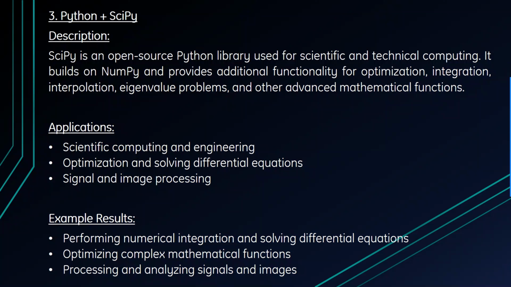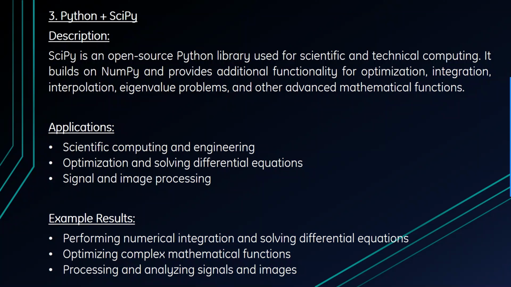What are the applications? We have scientific computing and engineering, optimization and solving different equations, signal and image processing. For example, we have performing numerical integration and solving different equations, such as solving step by step an entire math problem, which is not required here. We can use the SciPy library for solving such kinds of equations. And we have optimizing complex mathematical functions, and we have processing and analyzing signals and images.